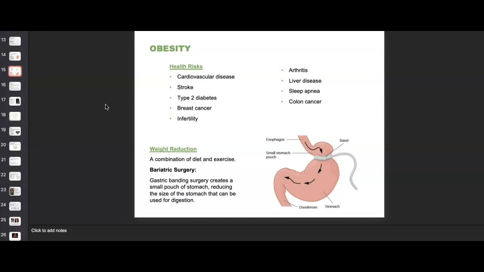Weight reduction is essentially a combination of diet and exercise. And many people who are obese might actually get bariatric surgery, which is gastric banding surgery, creating a small pouch of stomach, reducing the size of the stomach that can be used for digestion.